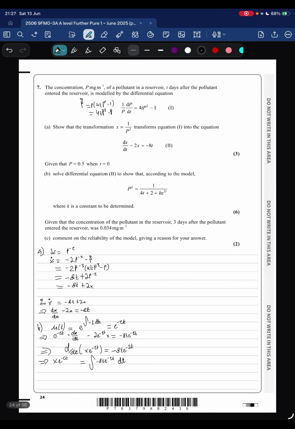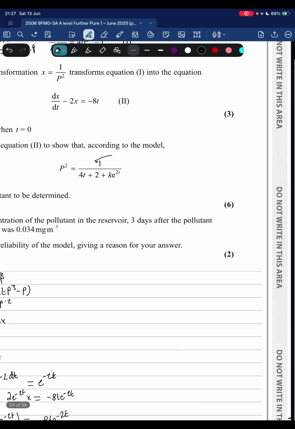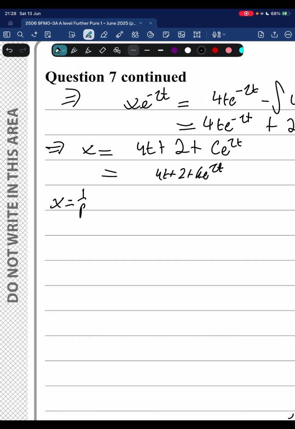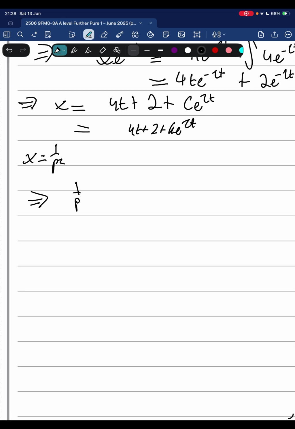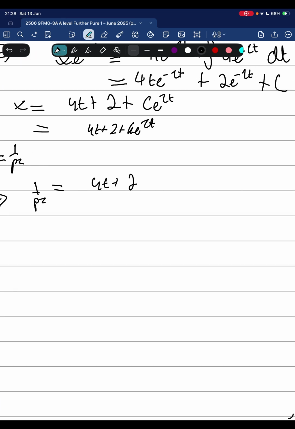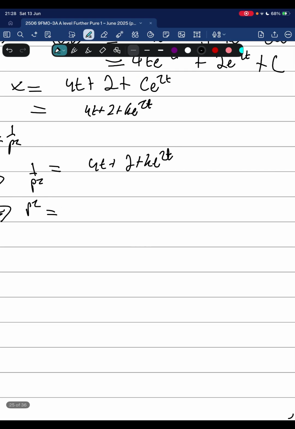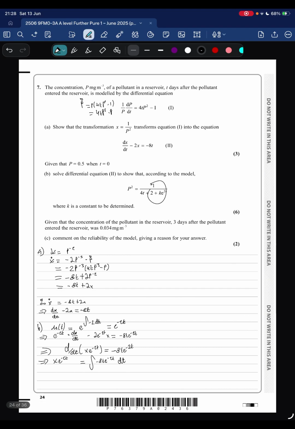But, okay, so we want k in the question, so we let c equal k. So then x equals 4t plus 2 plus k e to the 2t. x equals 1 over p squared, right? So that implies 1 over p squared equals 4t plus 2 plus k e to the 2t. So that implies p squared equals 1 over 4t plus 2 plus k e to the 2t, which is what we wanted to show, right?